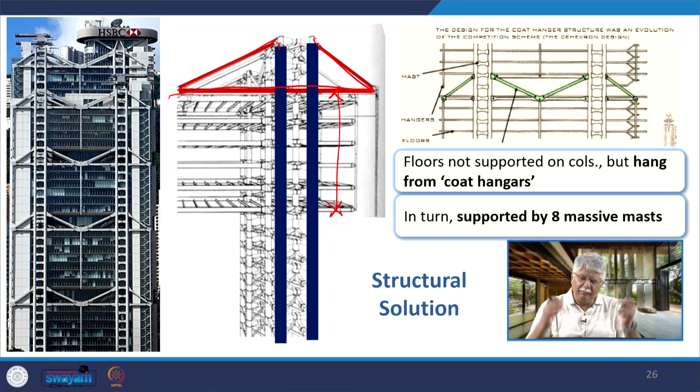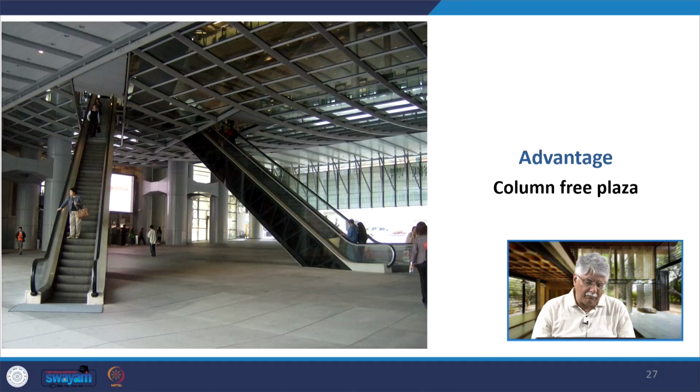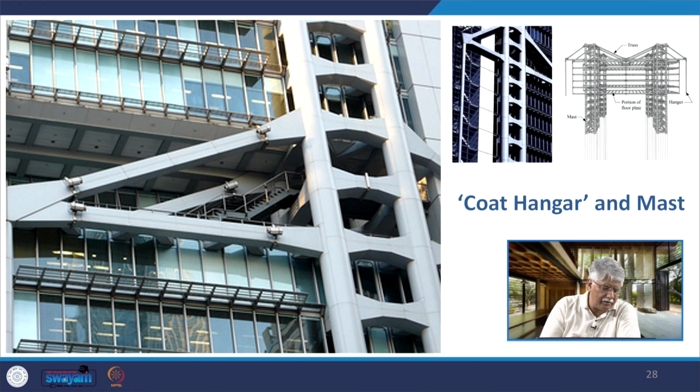So they hang by these coat hangers through these 8 massive masts, and the consequence of that is that at the plaza level, the ground level of the building, there is no column support intervening in the plaza. It is completely a through and through space, and has turned out to be a very vibrant socio-cultural space of Hong Kong. You have these escalators that are going up to the main banking area, which is starting from above the plaza. So this is the larger picture of the coat hanger and the mast.